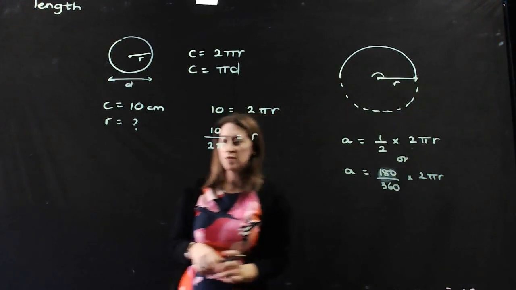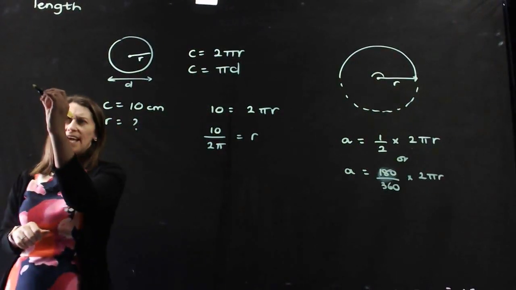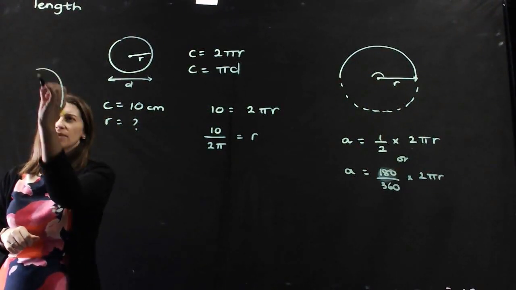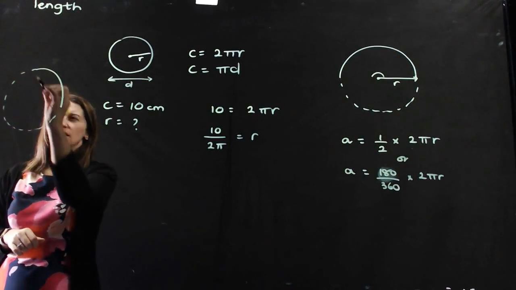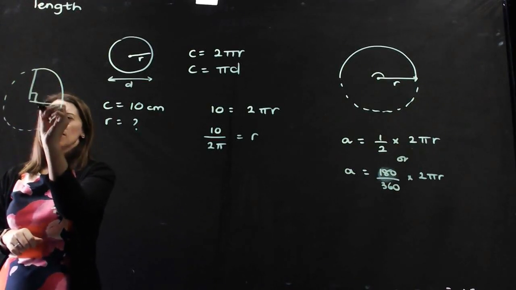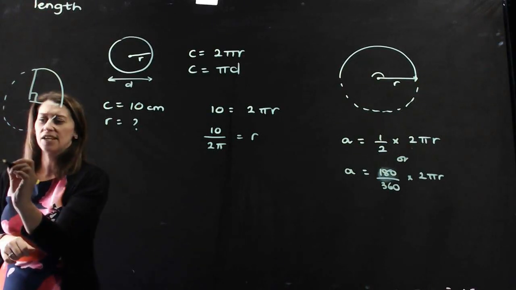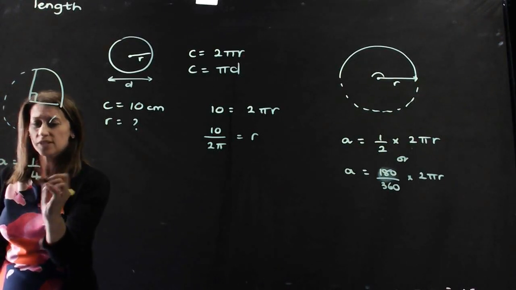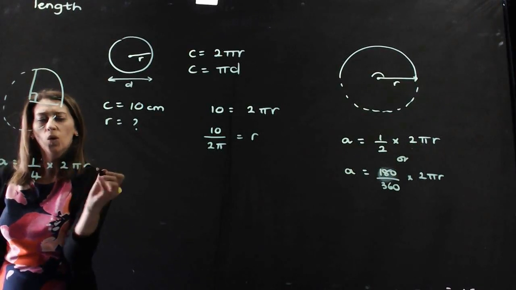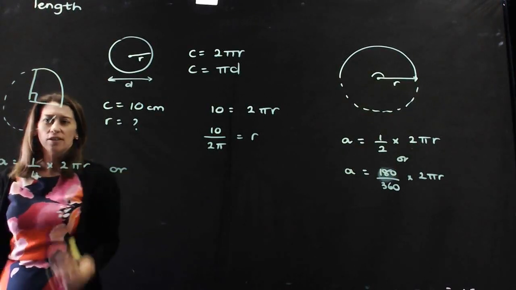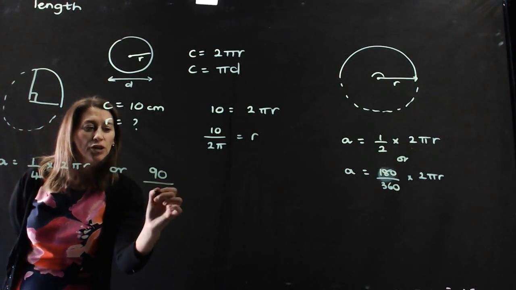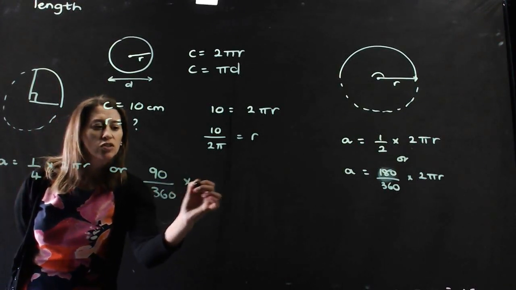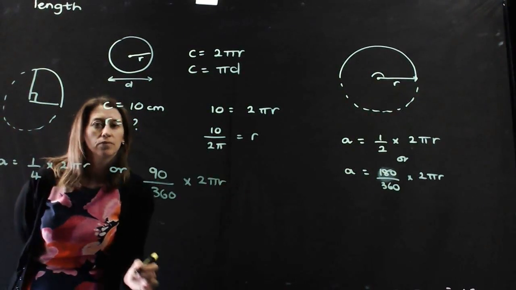Let's talk about a quarter of a circle. Well, again, let's draw a quarter of a circle, something like that. Great. You can imagine a whole circle. A quarter of a circle is 1/4. So I can either work out the arc length here as 1/4 times 2 pi r, or I can say as a fraction of the whole circle, it's 90 over 360 times 2 pi r.